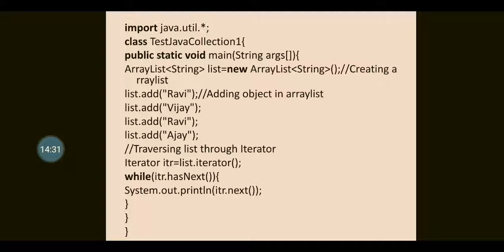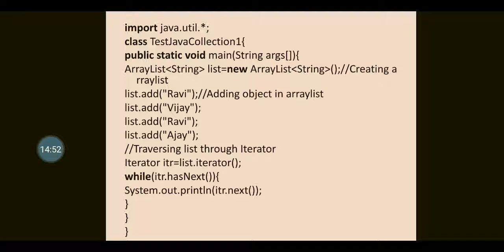So that reference is created to itr. Now the object itr will access the elements Ravi, Vijay, Ravi and Ajay. So while of itr.hasNext of method will return the particular value of the particular object.